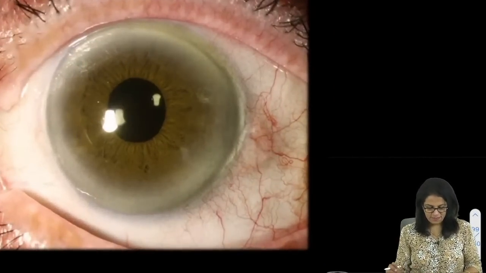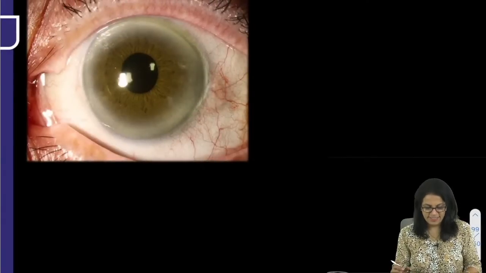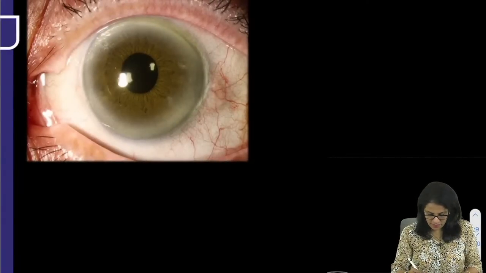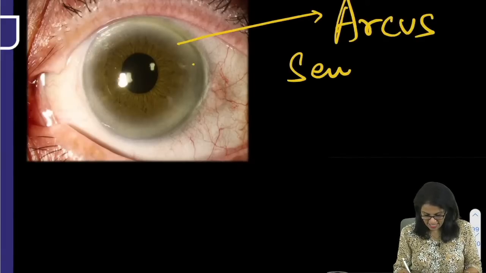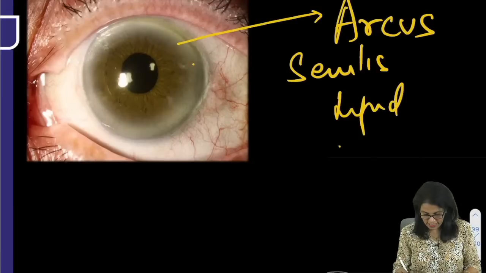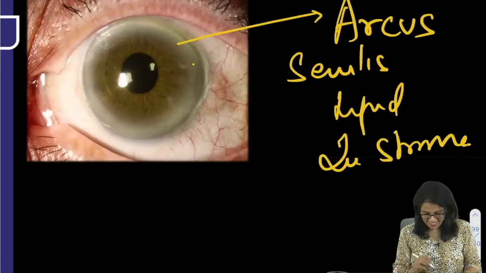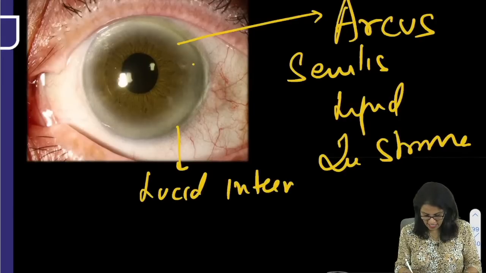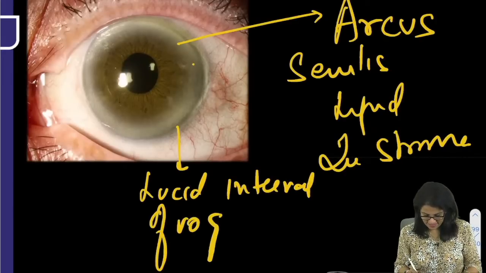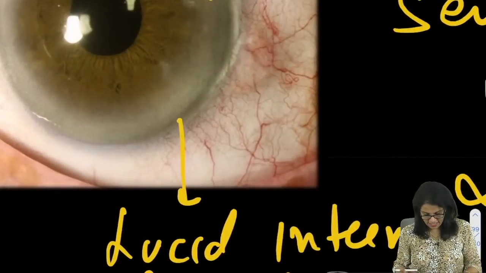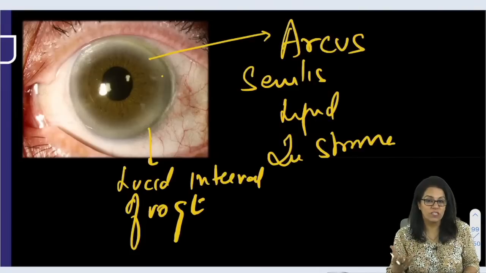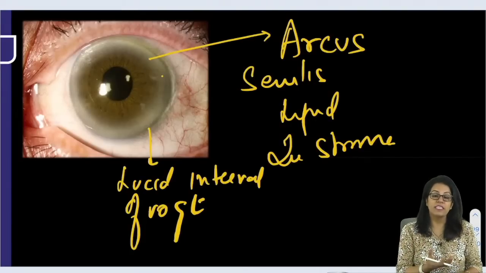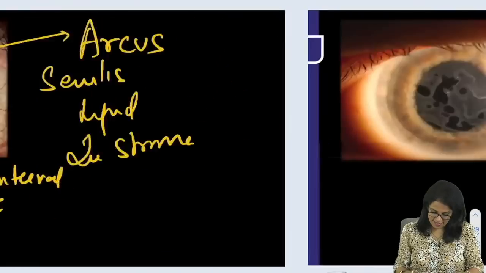What are you now looking at? Seems everything normal. No, there is lipid deposition out here. This is arcus senilis. Very important question. Arcus senilis is lipid deposition where? In stroma. Please remember. Can you see this clear black strip? This is the lucid interval of Vogt, where the cornea is clear. And this is happening in old age, so senilis. What is juvenilis? When it is happening in young age due to hyperlipidemia. Remember this.